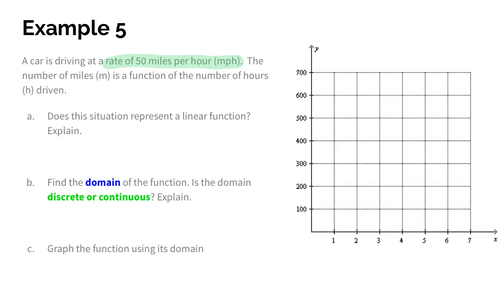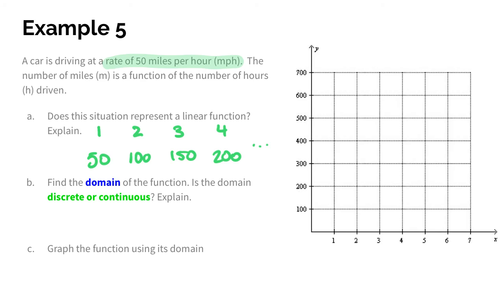50 miles per hour means that, let's say, in 1 hour, I would go 50 miles. In 2 hours, I'd go 100 miles. In 3 hours, I'd go 150. In 4 hours, I'd go 200, and so on and so on. So does this represent a linear function?